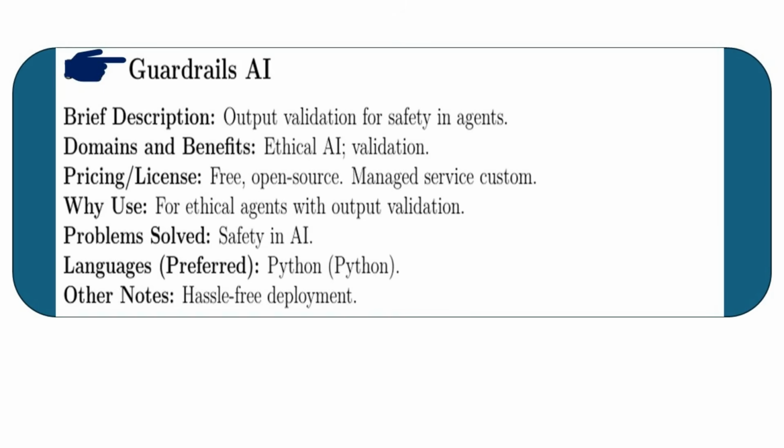Guardrails AI, output validation for safety in agents. Ethical AI, the domain area, benefit with validations. It is free, open source, and managed service custom, mostly for ethical agents with output validations. Resolves safety in AI. Preferred language Python. It has a hassle-free deployment. By this, we are at the end of libraries.